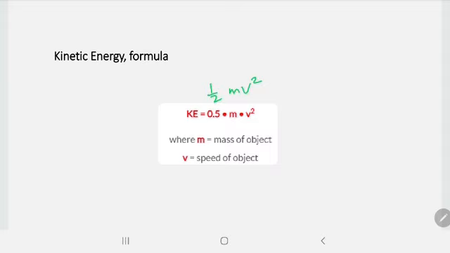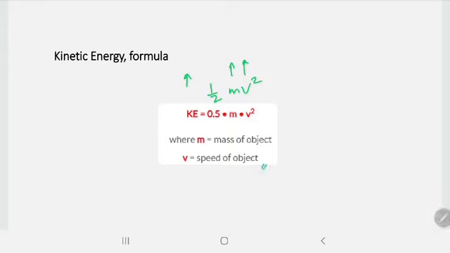O, dyan, kitang-kita mo na agad kung ano yung mga variables, di ba? Saka ano yung relationship, direct. Mas mabigat yung object, mas malaki yung kinetic energy niya. Velocity, mas mabilis. So, syempre, mas malaki yung kinetic energy niya. Between the two variables, which one has more effect on the kinetic energy? So, of course, it's the speed of the object.